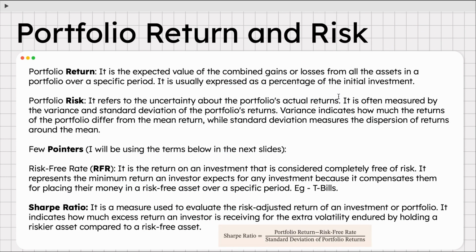Okay. Now coming to portfolio return and risk. So we have covered return and risk, but let's see this in the terms of a portfolio. So portfolio return is the expected value of combined gains and losses from all assets in a portfolio over a specific period. It is usually expressed as percentage of initial investment. So let's understand this. Okay. So let's say you had stocks. Let's say they have 50% of your portfolio. And let's say you had bonds.